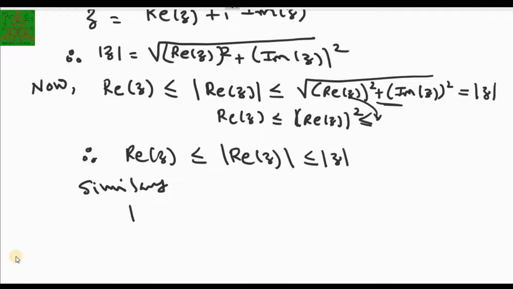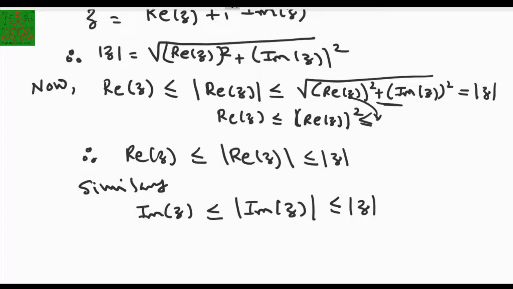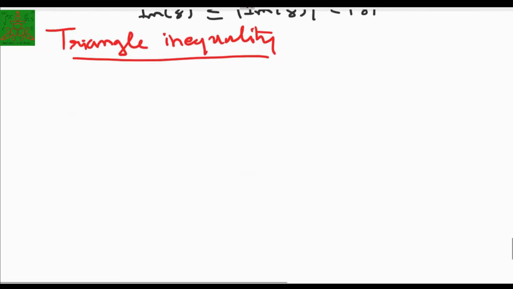Similarly, we can say that the imaginary part of z is less than or equal to the mod of the imaginary part of z, which is less than or equal to mod z. So with these two inequalities we'll move further. We'll discuss what the triangle inequality is. So what is the triangle inequality?